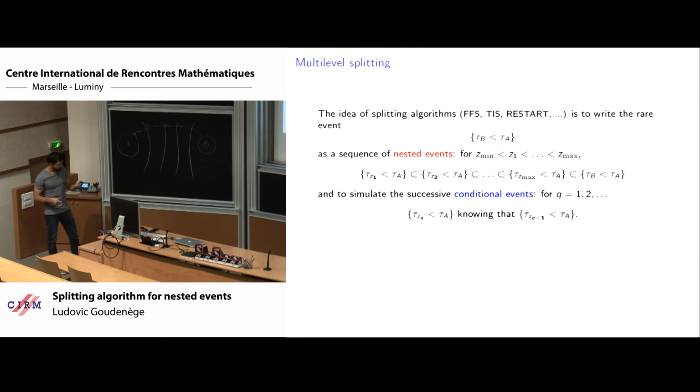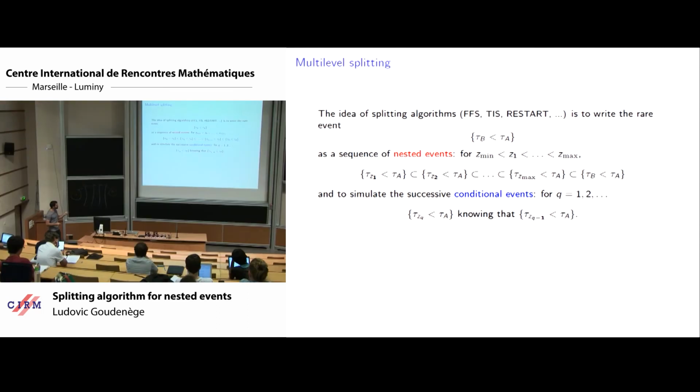So, where are the nested events? The nested events are there. You have a sequence of levels, okay, from Z minus to Z max, and you have the nested events because you have the time to reach the level Z1. This is an event, and it is included in some other event with a level which is bigger. So you have this nested sequence of events, but this is really easy to compute.